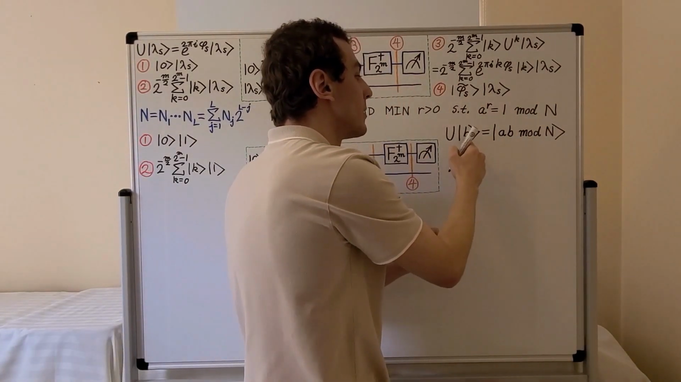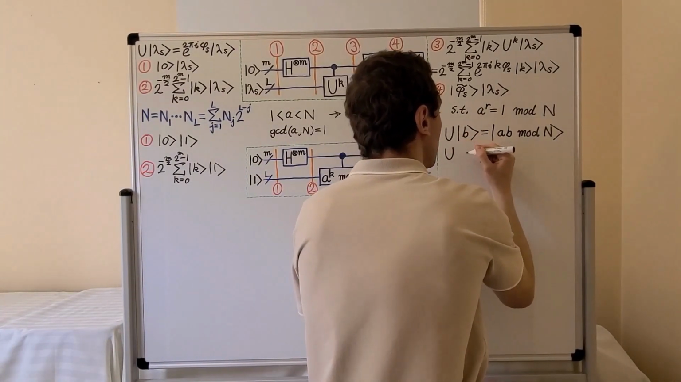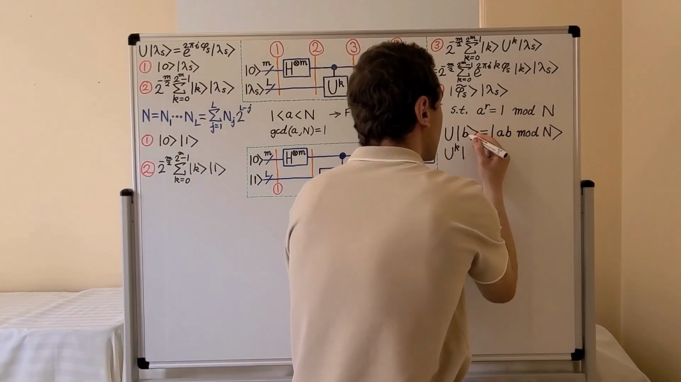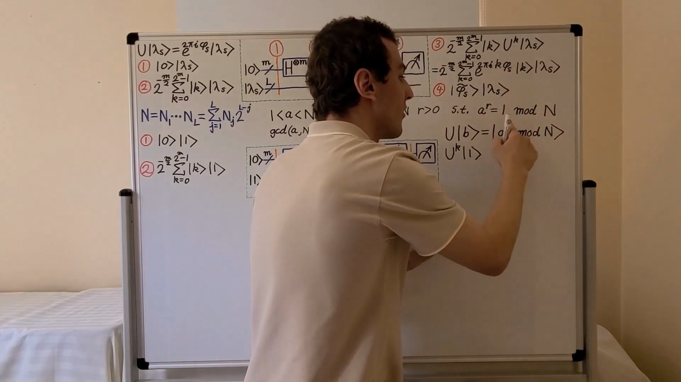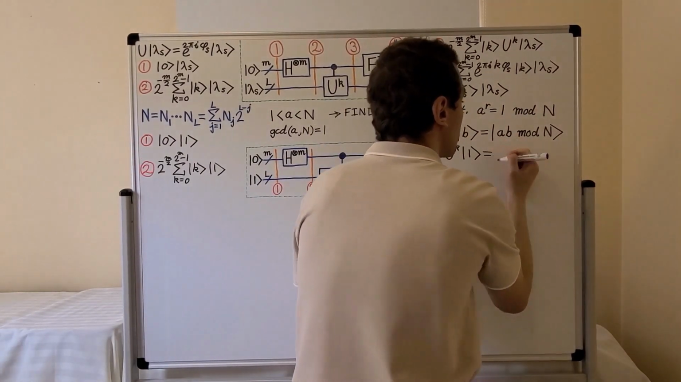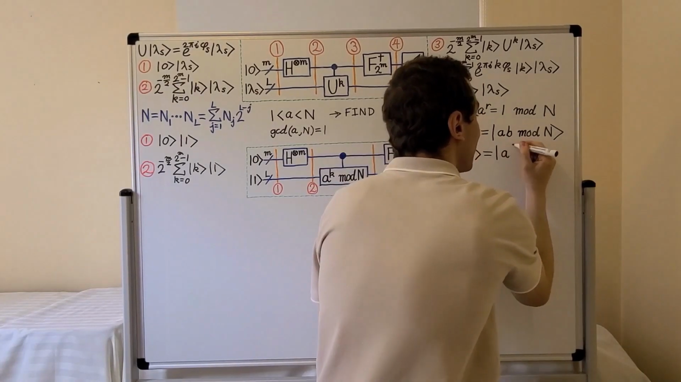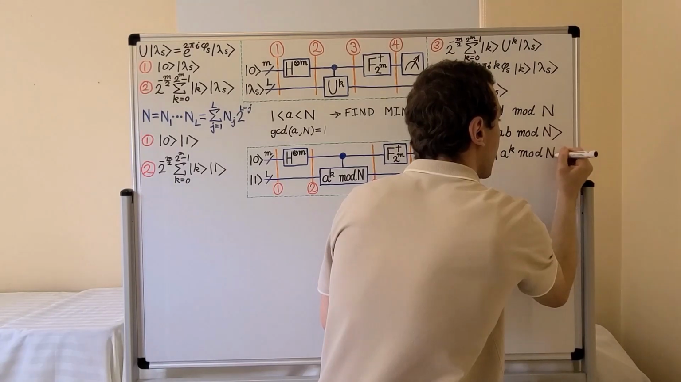And now consider the case when B is equal to 1. So if we apply U, and we're also going to consider the case where we applied it k times, to the case where B is equal to 1. So we have 1 over here. That means we're going to have 1 over here, and we're going to apply this operator k times, which is going to give us a to the k mod n.